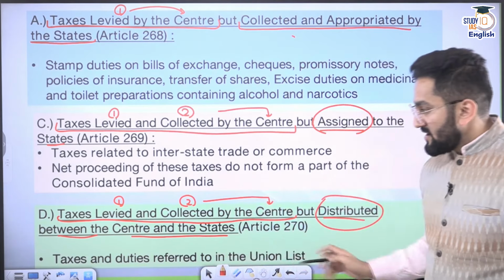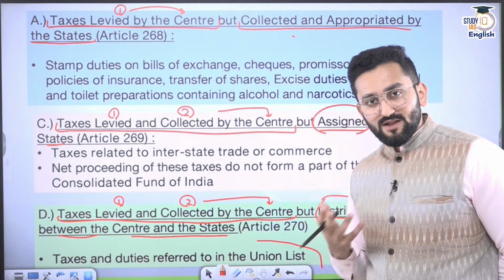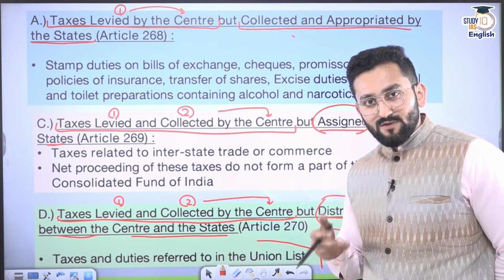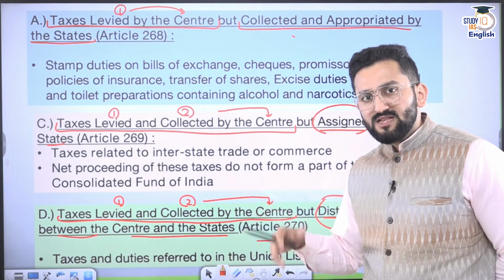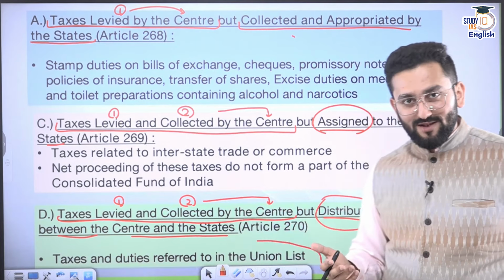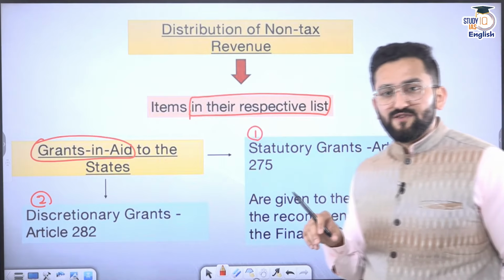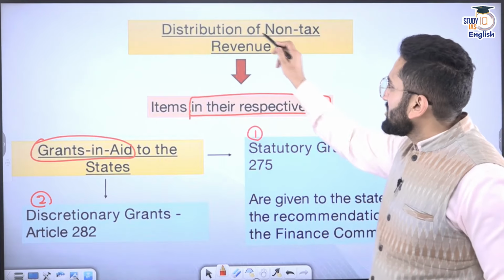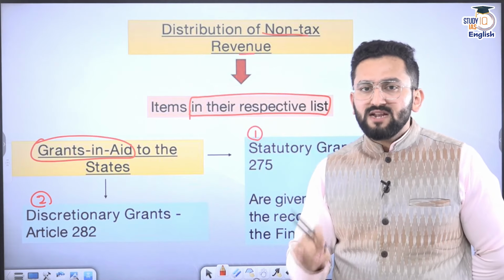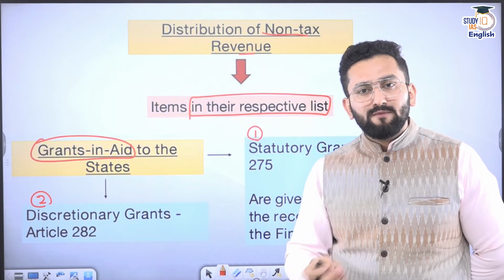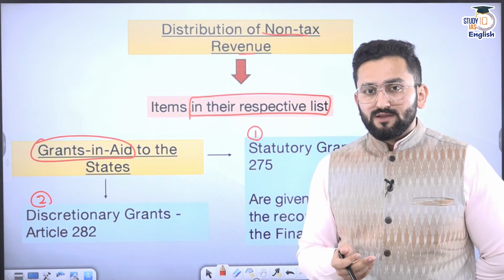For example, taxes and duties referred in union list. So the taxes which are imposed and collected by center, because these are exclusive power of parliament, then these are actually shared with state as well. Okay. Now distribution of non-tax revenue. First of all, what is the meaning of this non-tax revenue? Tax you understand, right? Binding, amount which need to be paid by people to the government, right? But what is non-tax?